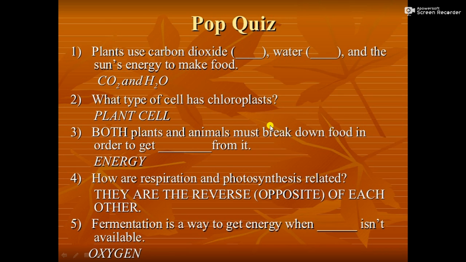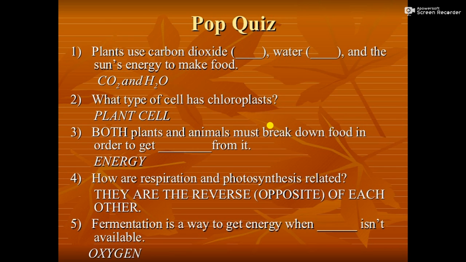So now it's time for some pop quiz. Number 1. Plants use carbon dioxide and water and the sun's energy to make food. So we'll have in the blank places carbon dioxide, water and chlorophyll. What type of cell has chloroplast? The answer is plant cell.